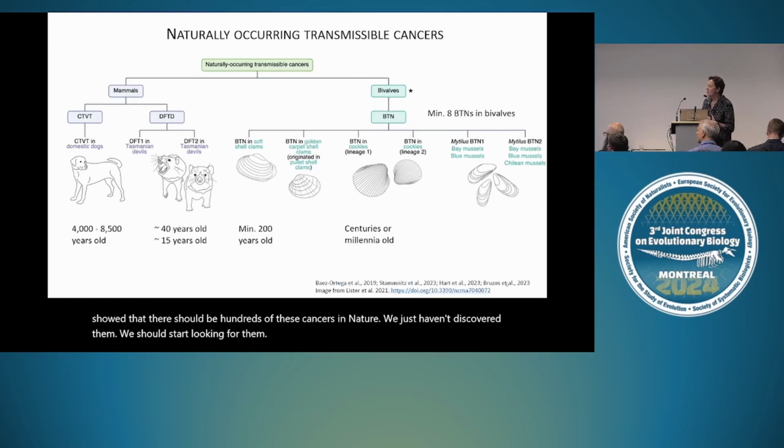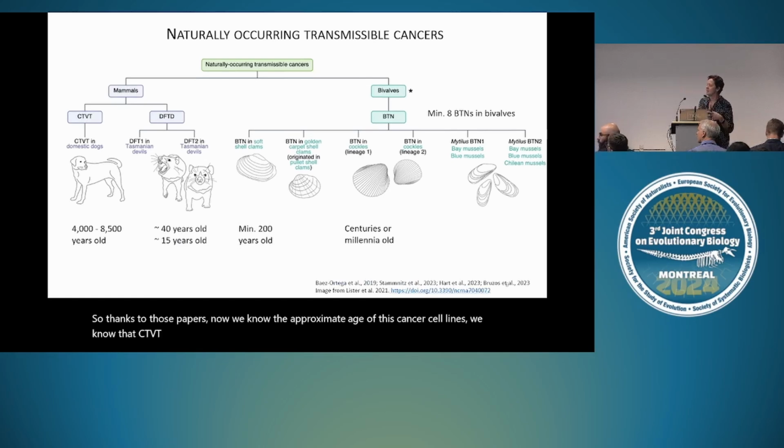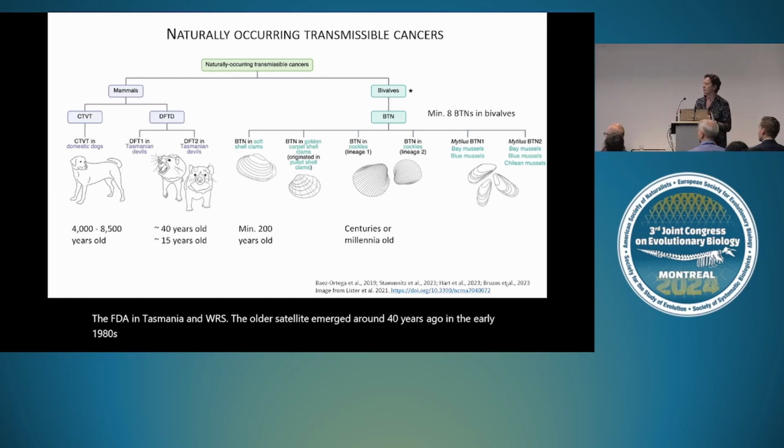So thanks to those papers, now we know the approximate age of these cancer cell lines. We know that CTVT is approximately 6,000 years old. The DFT in Tasmanian devils, the older cell line, emerged around 40 years ago in the early 1980s. The younger cell line emerged more recently in the 2010s.